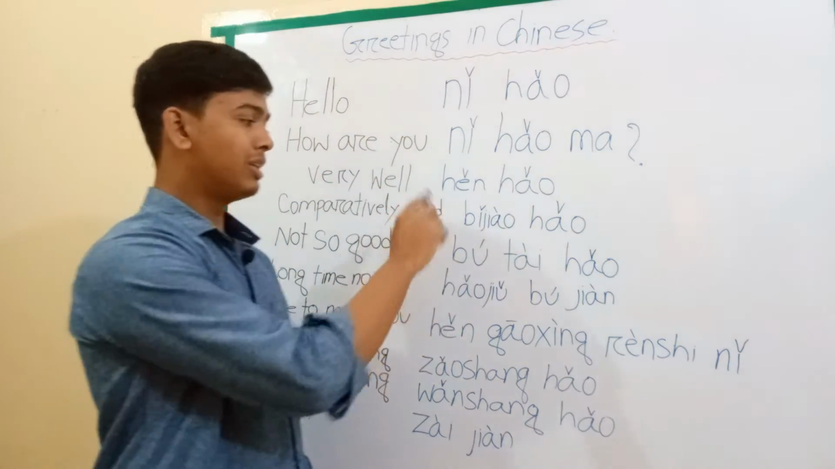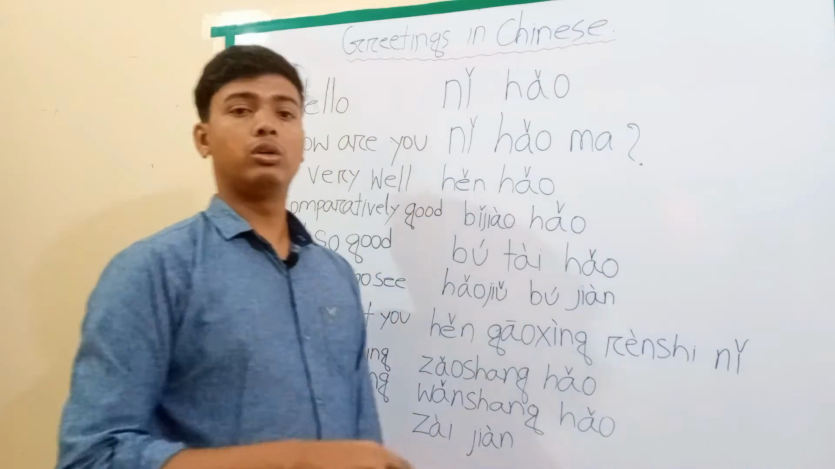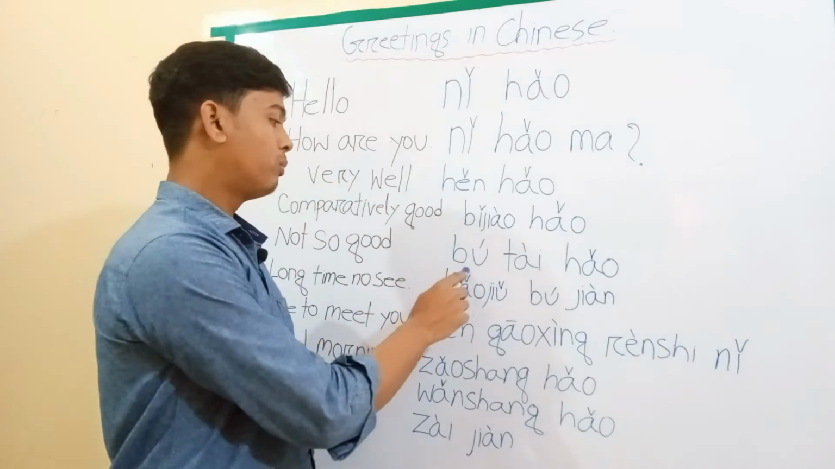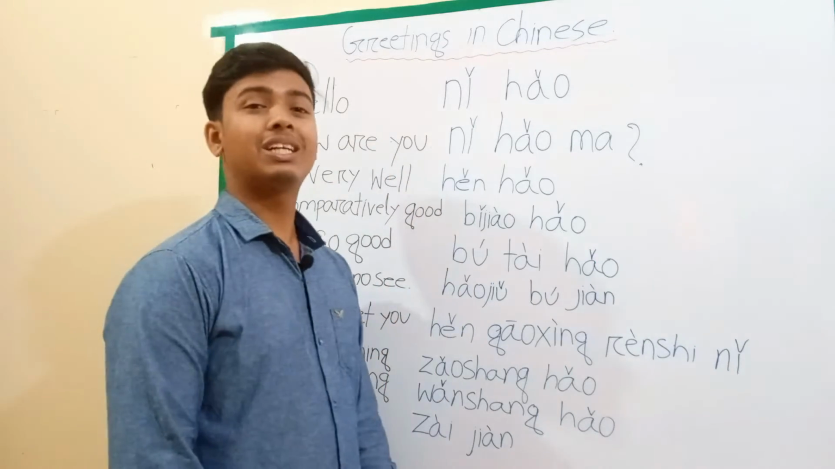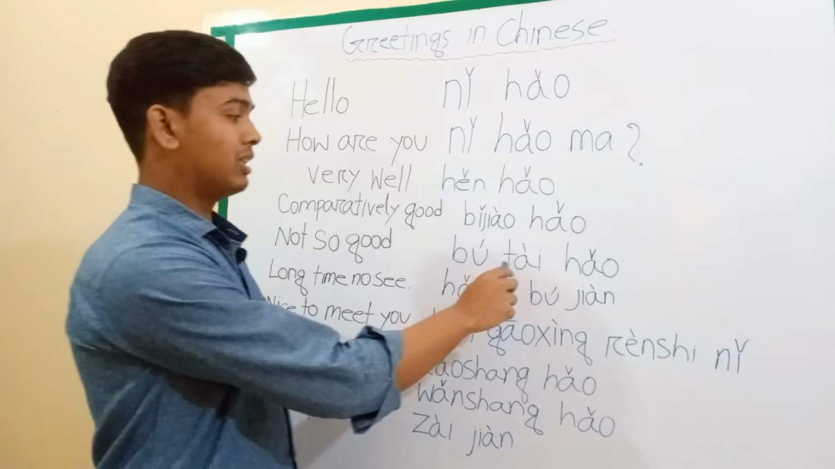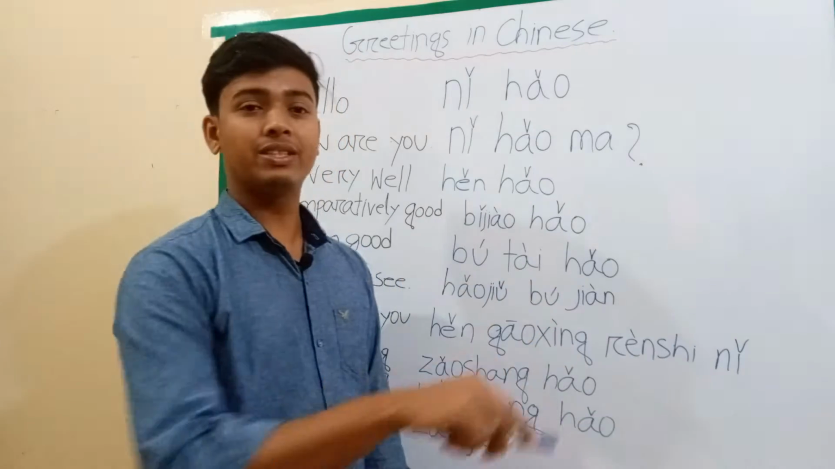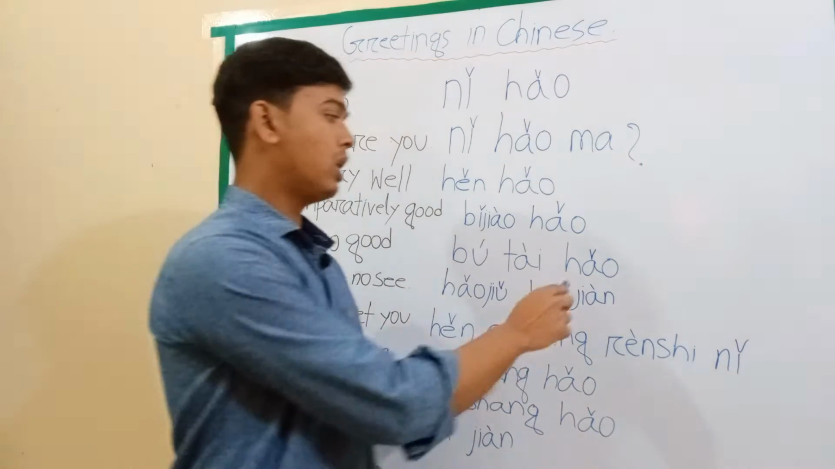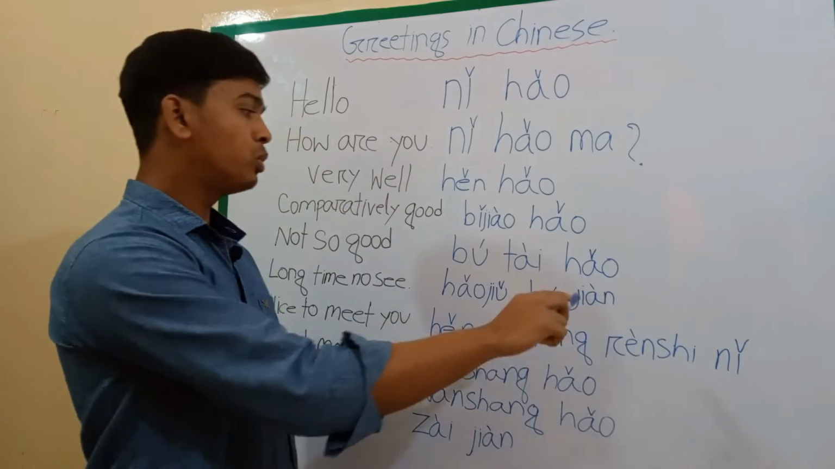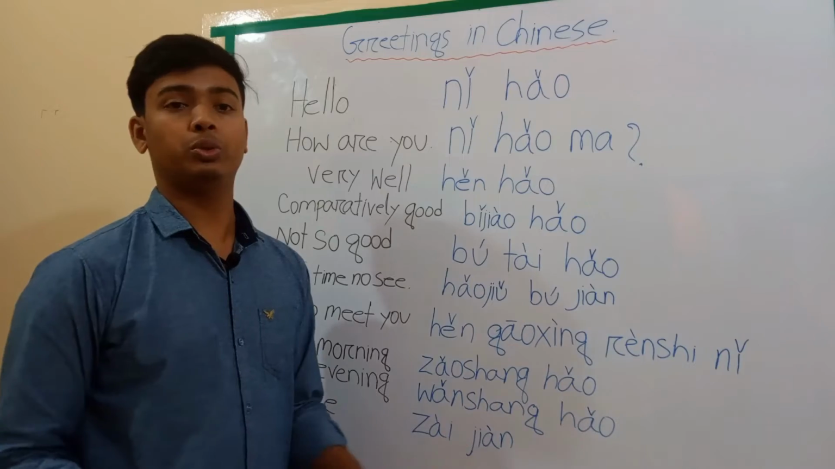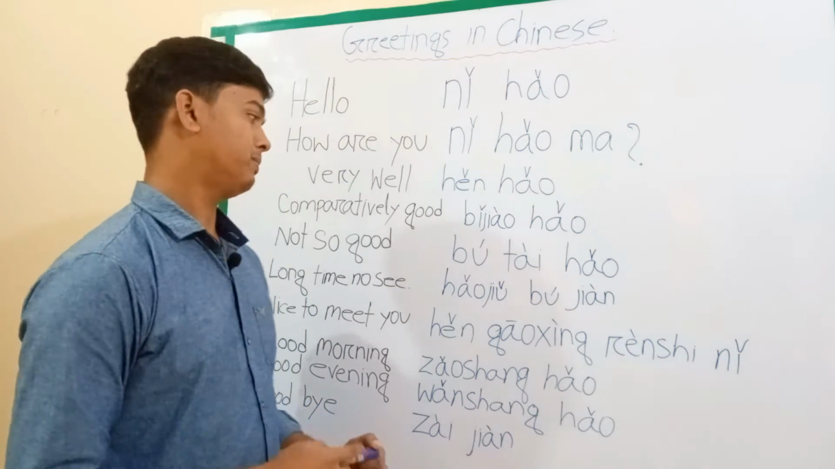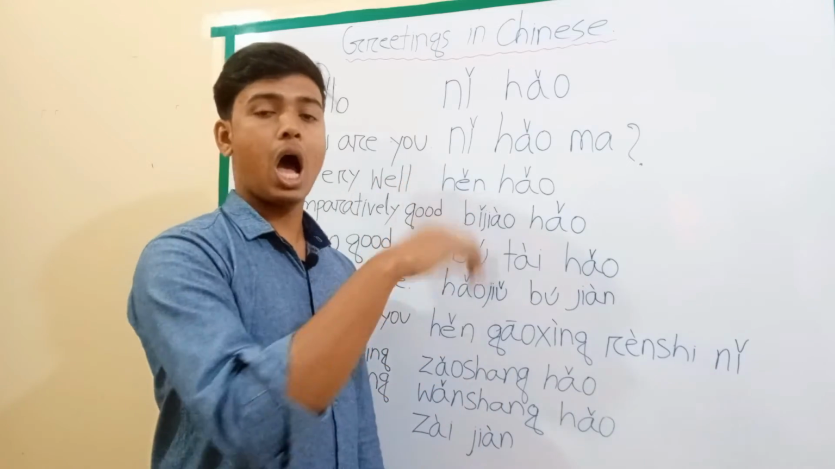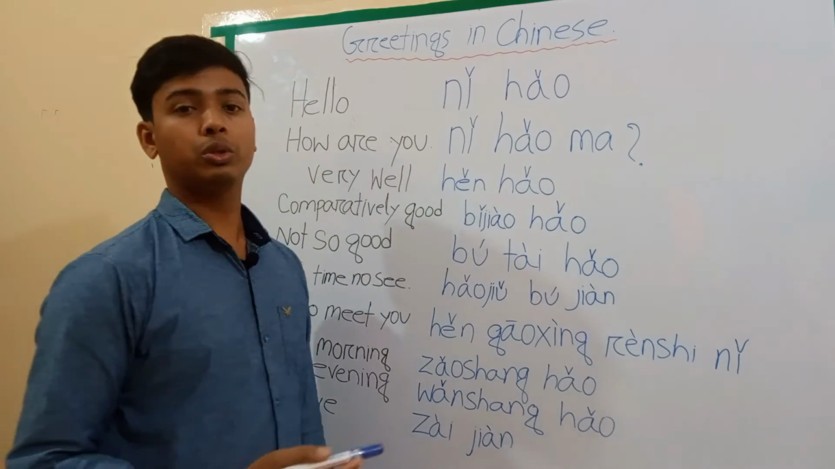不太好. 不 means not in Chinese. Tai means so. Hao means good. 不太好 means not so good. Please repeat after me. 不太好 means not so good.